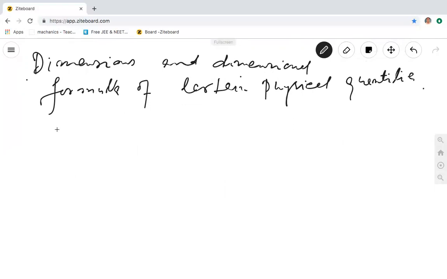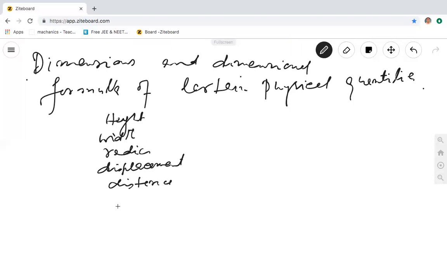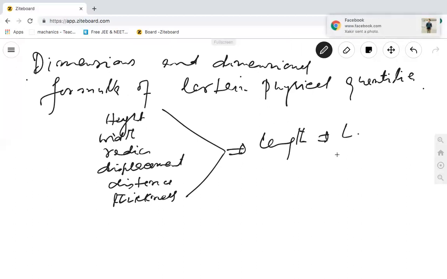Let me start. First of all, I must tell you this thing. Suppose height, width, radius, and displacement, then distance, then thickness sometimes. From here to here, they are all lengths. This you must know, and it is expressed as L.